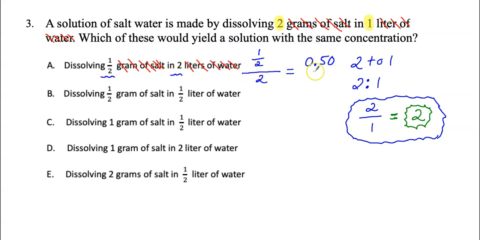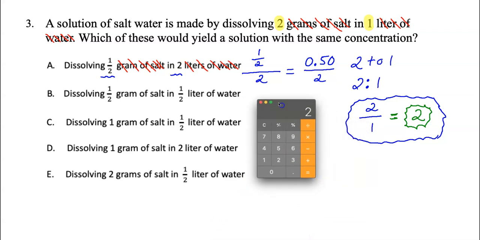Bring over this division bar and bring over your 2. And now let's divide this on the calculator, and if we get out a 2, A is my answer. Now for the HiSET test, you will have access to a basic calculator like this. So let's go 0.50 divided by 2. Hit equals, and you get out a 0.25.